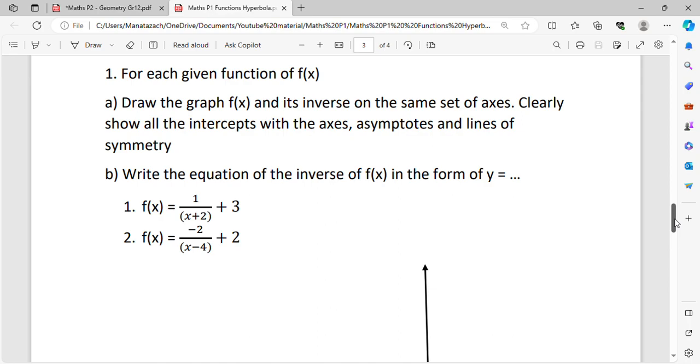We are continuing with our series on functions. Today we'll be doing hyperbola functions. So let's start. For each given function f of x, draw the graph of f of x and its inverse on the same set of axes, clearly showing all intercepts with the axes, asymptotes, and lines of symmetry.